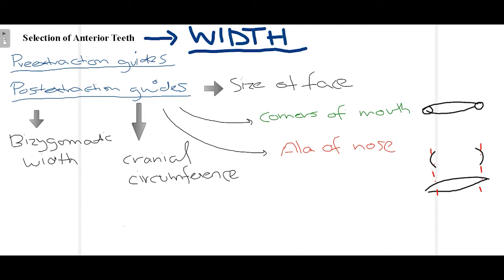And now talking about bizygomatic width, the zygomatic bones are your cheekbones. So if you draw the cheekbones over here, we measure the distance between them, and we divide it by 3.3 to get the width of the upper 6 anterior teeth. The same bizygomatic width, if we divide by 16, gives the width of a single incisor. So this is also a reference mark, known as an anthropometric reference point.